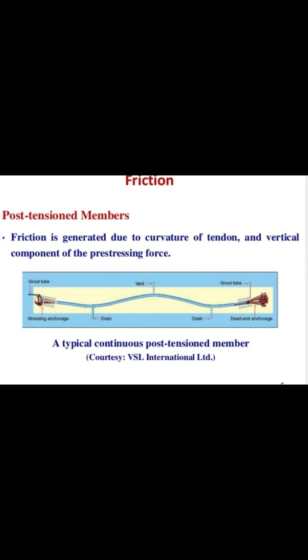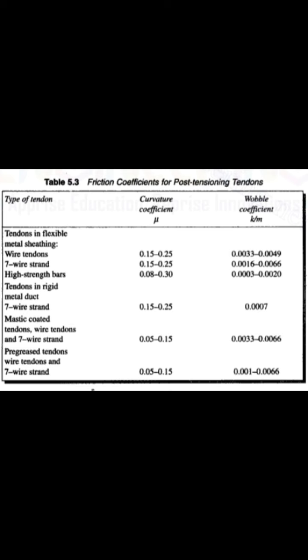In the post-tensioning case, the friction is generally at the curved part of the tendons and the vertical components of the pre-stressing force, where you can typically see the wave effect of the tendons. This I have already explained. These are the mu value and k value for the wave effect. While solving the problem, we'll take these values and solve it. So that's all about the loss of the stresses due to the friction in the PSC sections.